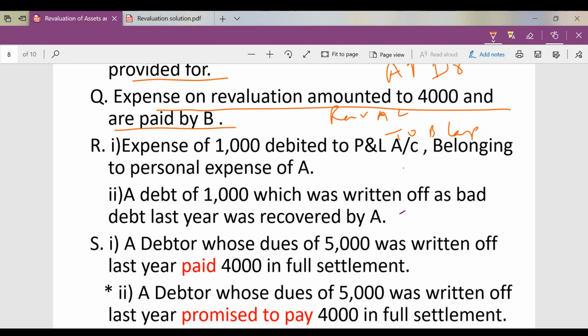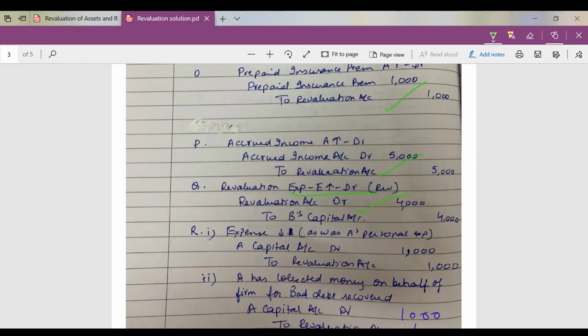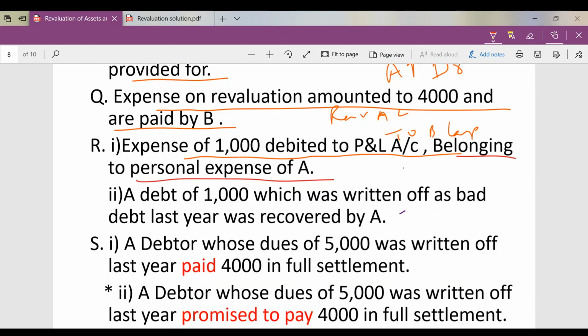Now next, coming to this case, an expense of 1,000 is debited to profit and loss account. You are debiting it to profit and loss account, right? And it is belonging to the personal expense of A. Now partner's personal expense should be drawings, and this is an error. Now you need to rectify it. So now you would be debiting A's capital account, and you would be crediting the revaluation because you would be taking this money from the partner now. So it will be A's capital debit to revaluation account.